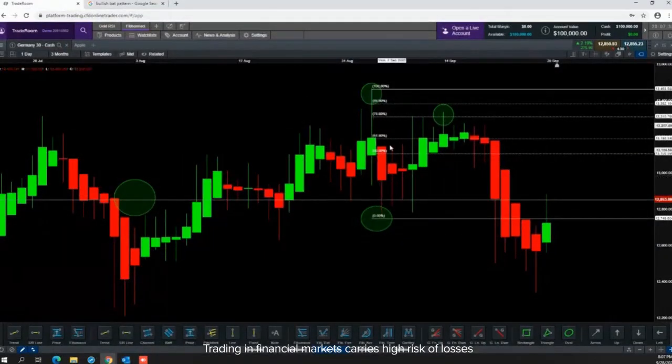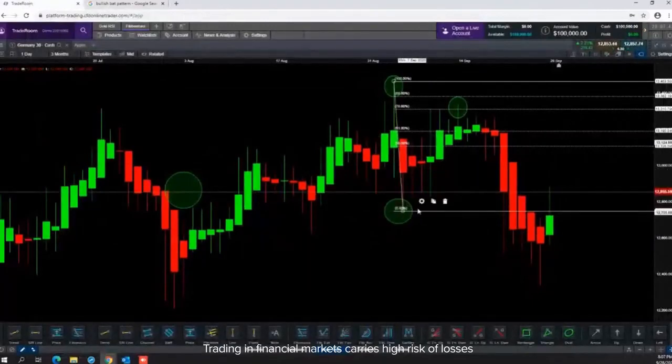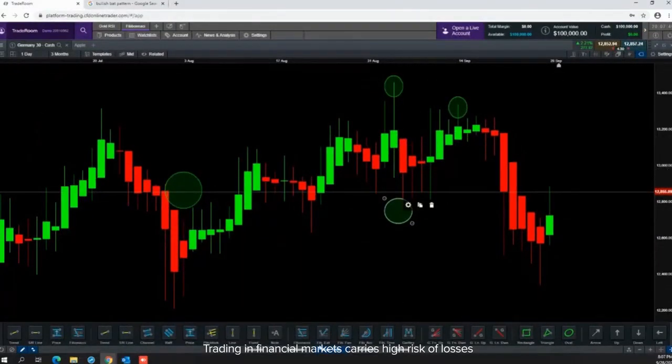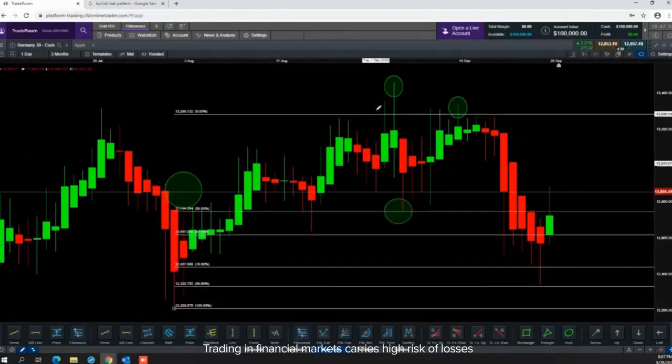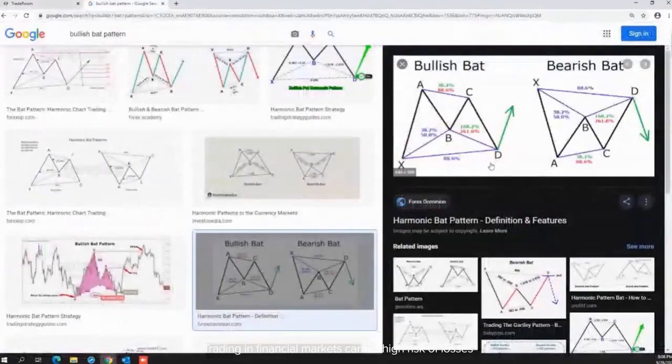Now B to C needs to complete at 168.2 or 88.6 of X and A. So let's check X and A. So this is my X, this is my A. It has completed somewhere here. Okay, so let's go back. That is 88.6. So X and A has shown me that D point has completed.